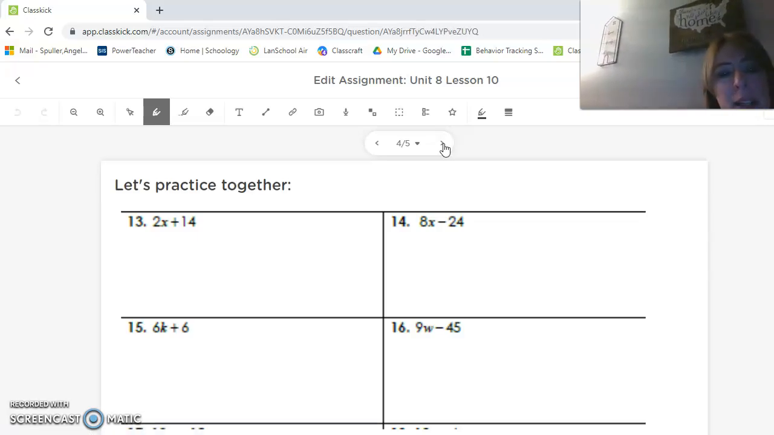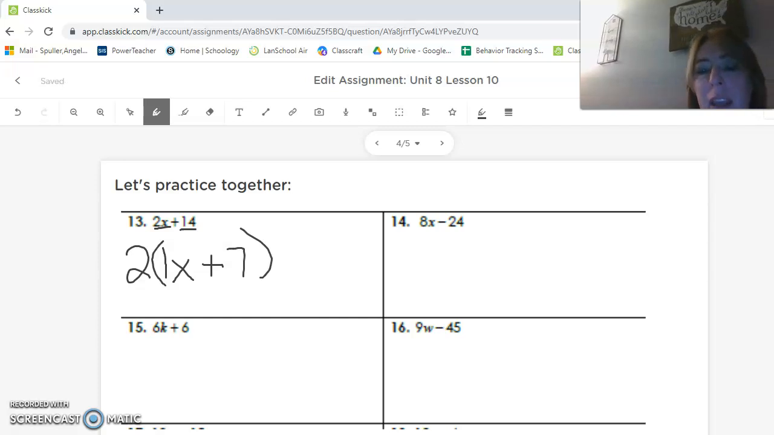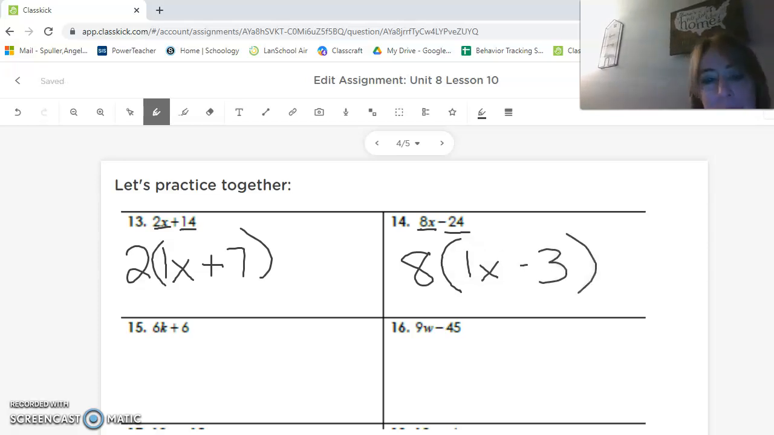All right, so let's practice. I know that I can divide both of these by 2. 2 goes on the outside. 2x divided by 2 is 1x, plus 14 divided by 2 is 7. Both of these numbers I know I can divide by 8. So 8 goes on the outside. 8x divided by 8 is 1x, minus 24 divided by 8 is 3.